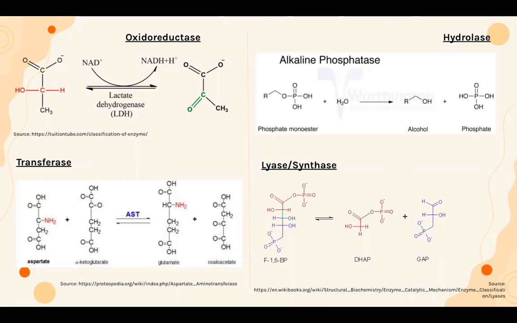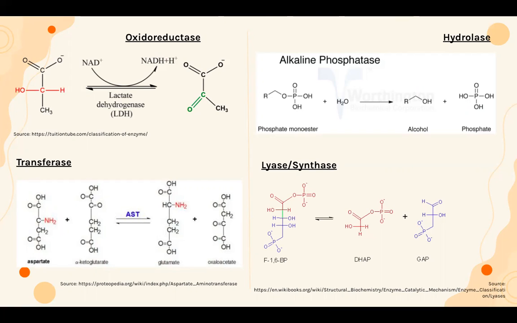Transferases catalyze the movement of a functional group from one molecule to another. In this example reaction below, aspartate aminotransferase catalyzes the movement of an amino group from aspartate onto alpha ketoglutarate. Kinases are another example of a transferase. Kinases catalyze the transfer of a phosphate group, generally from adenosine triphosphate or ATP, onto another molecule.